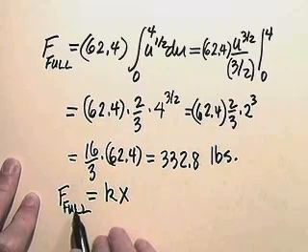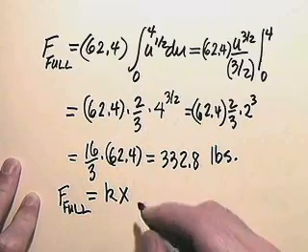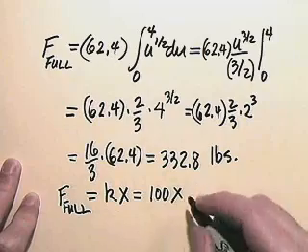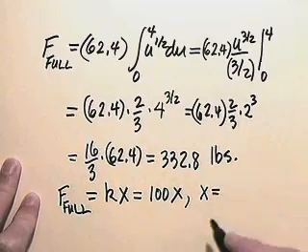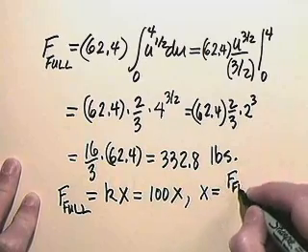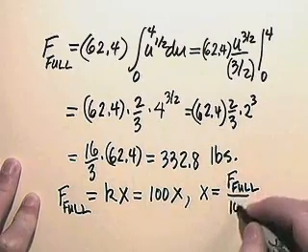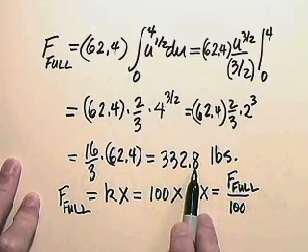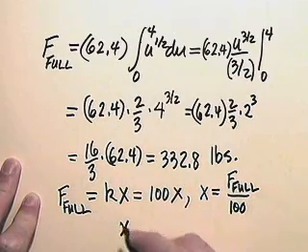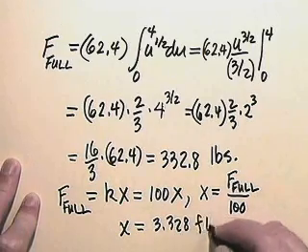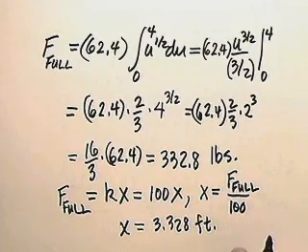But remember, the force from the full tank gives a displacement to the movable end determined by Hooke's law. The full force equals kx, where k is the spring constant, and remember the spring constant was 100. And so that means the amount that the full tank displaces the movable end is the full force divided by the 100. Well, if I divide 332.8 by 100, I get simply x equals 3.328 feet.